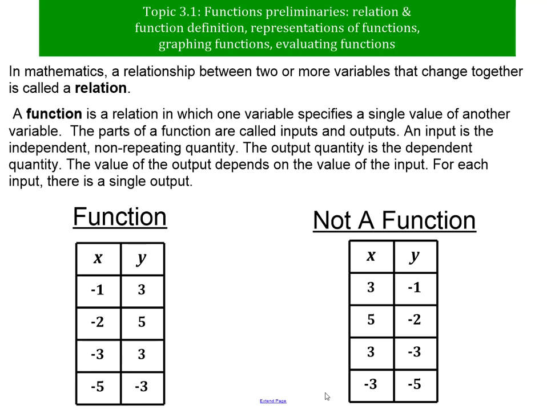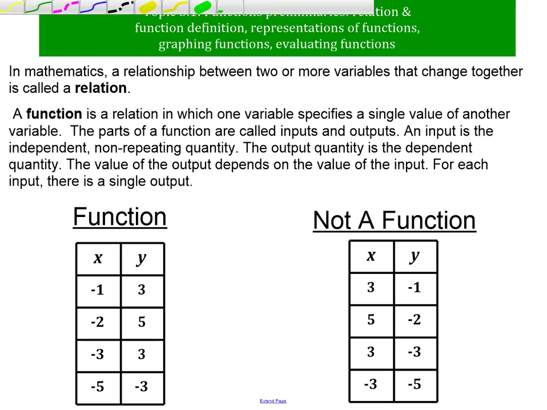We see the function in the table on the left here. All of these numbers in here, right? -1 just maps to 3, -2 just maps to 5, -3 to 3, and -5 to -3. This is one-to-one correspondence. All of these independent variables, the x column on the left, just map to one value.